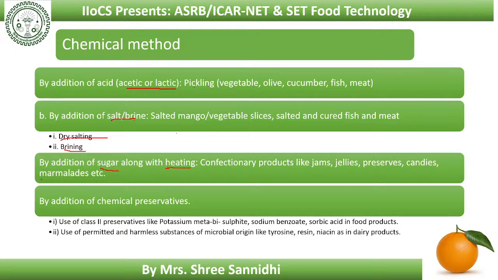Next one is by addition of chemical preservatives. In this we have two types of preservatives. The use of class 2 preservatives like potassium metabisulfite, sodium benzoate, sorbic acid in food products is the first method of preservation by chemical preservatives. Then the second method is use of permitted and harmless substances of microbial origin like tyrosine, resin, niacin, which is used in dairy products for preservation.